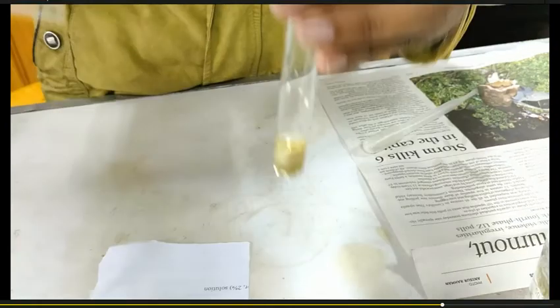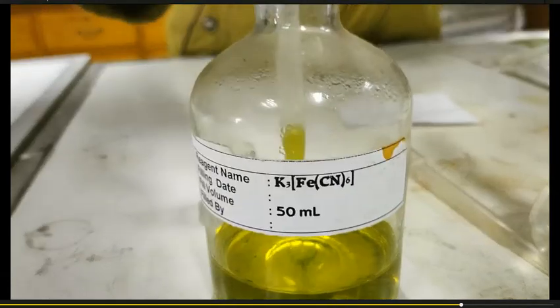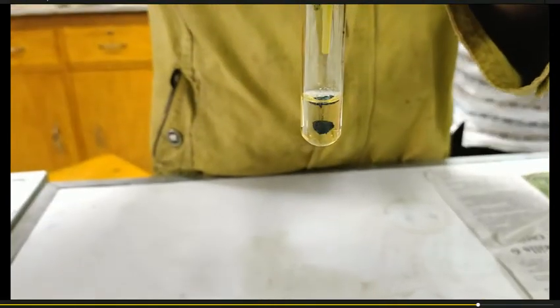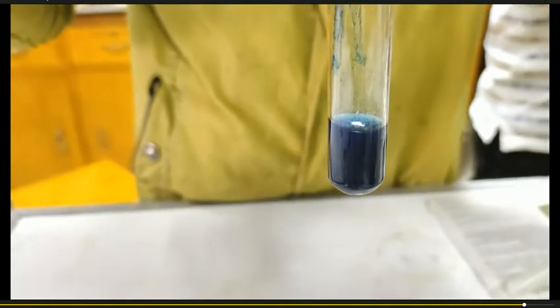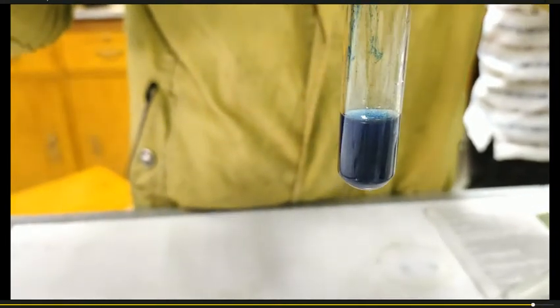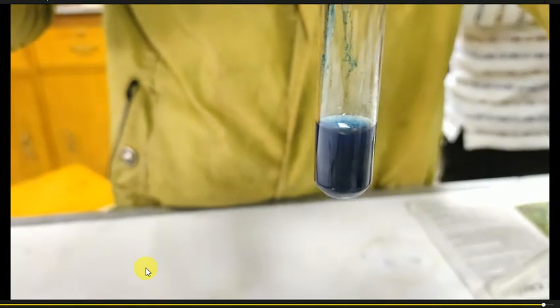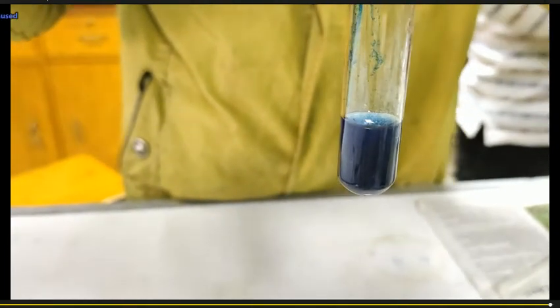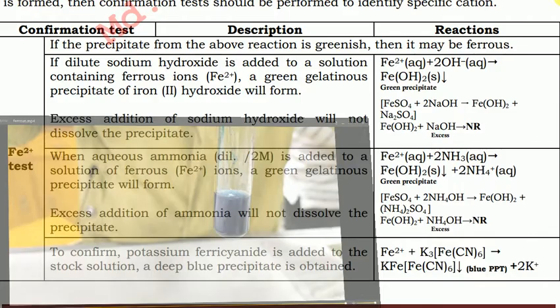We have taken 2 ml sample solution in the test tube. Now we are going to add just 1 drop of potassium ferricyanide into this test tube, and this will produce a light blue color. This is the confirmatory test for the presence of ferrous ion. So this is all about the detection of ferrous ion. Thank you. Hope you have understood how the ferrous ion is detected in the sample solution.